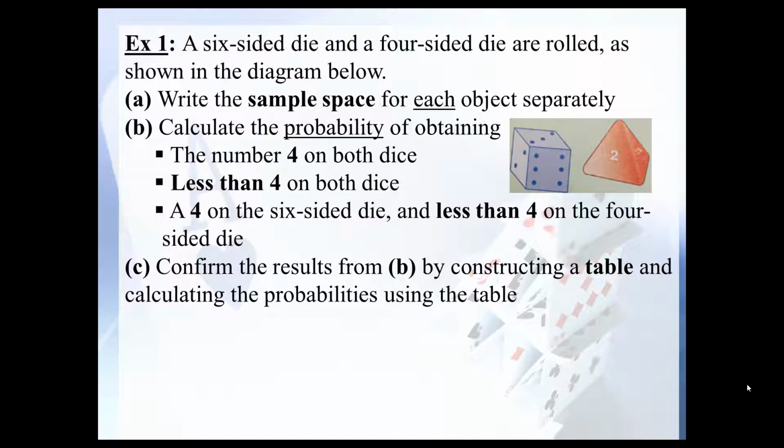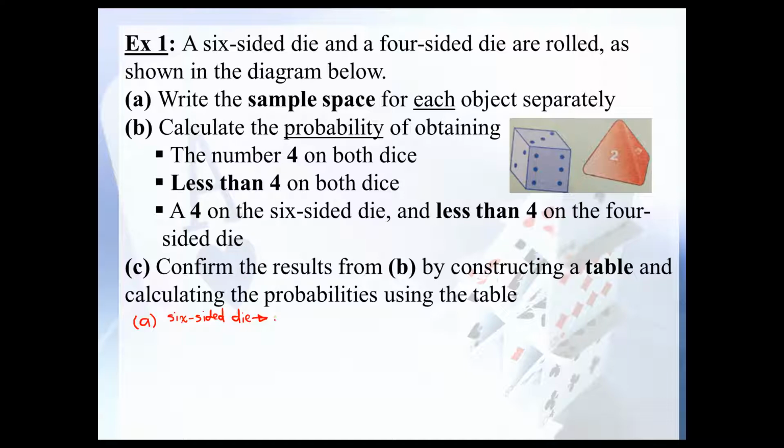So first example, it says a 6-sided die and a 4-sided die are rolled, as shown in the diagram below. A, write the sample space for each object separately. So we'll start off by doing that. Okay, so we're in part A. My 6-sided die would be event 1. It says write the sample space. The sample space is just the outcomes for that event, written in brackets, separated by commas.